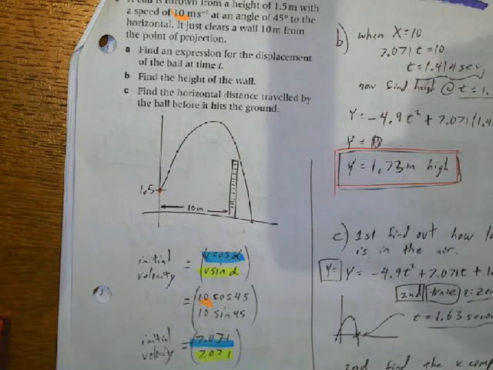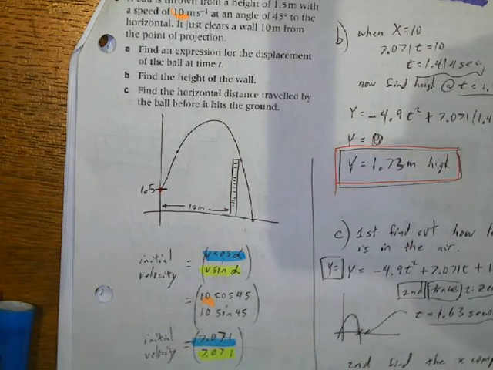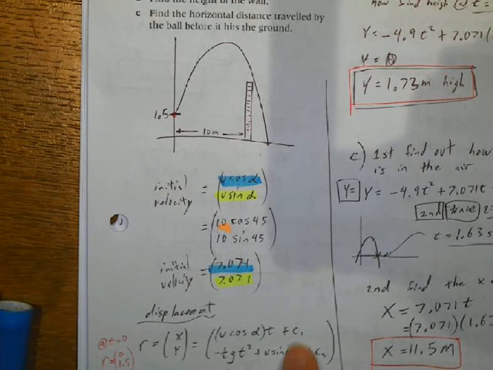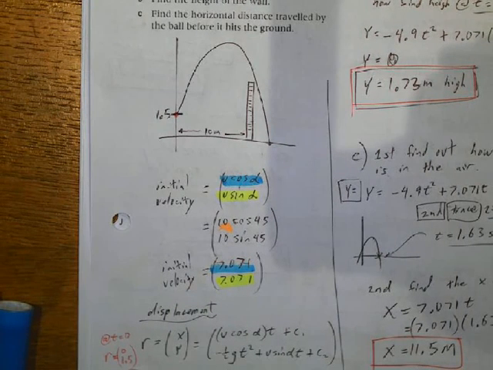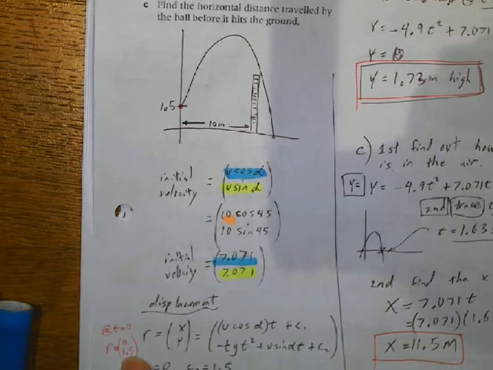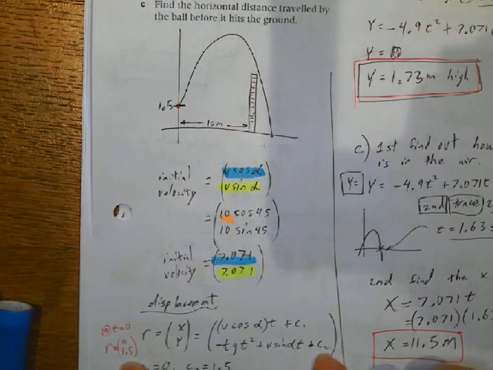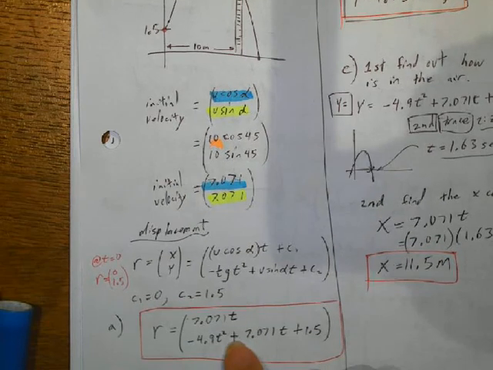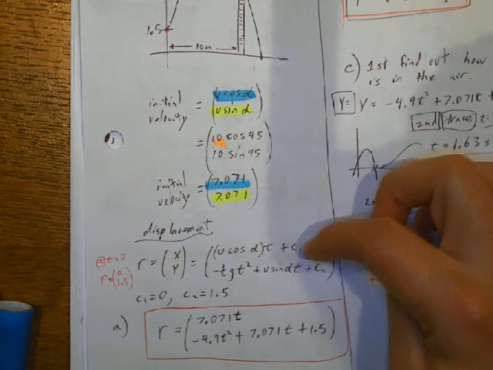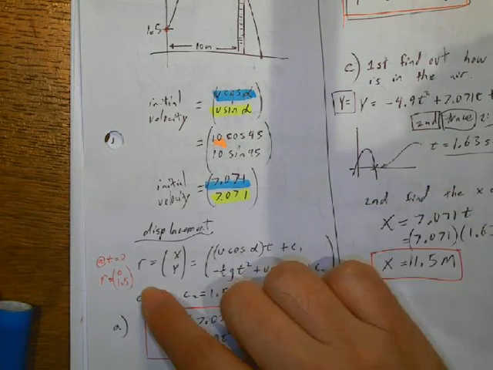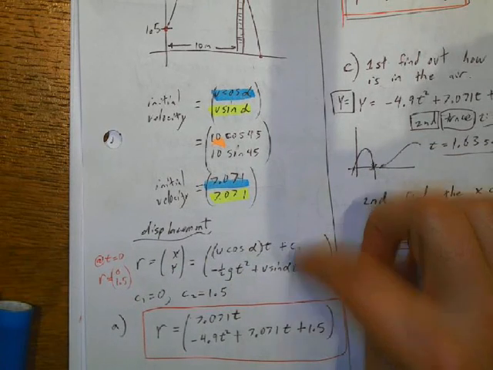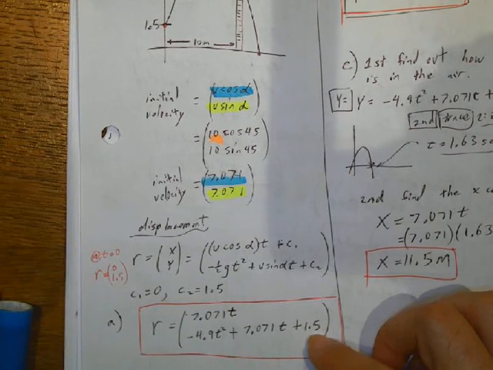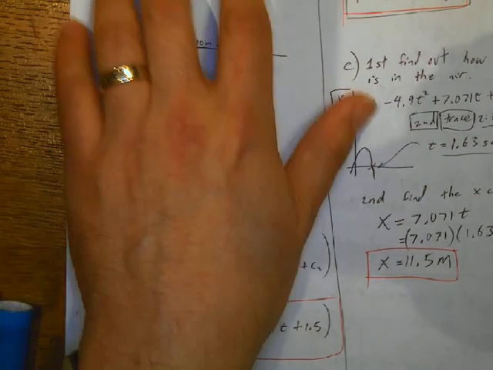Okay, our displacement formula from our earlier page is this. Since we're starting at a height of 1.5, then my C1 value is going to be 0, and my C2 value should be 1.5. As I said before, our C1 value is going to be 0, and our C2 value, our height value, is going to be 1.5. Okay, question B. Find the height of the wall.